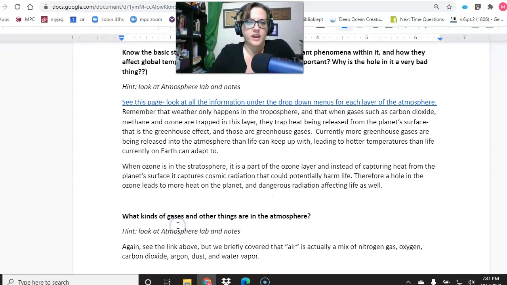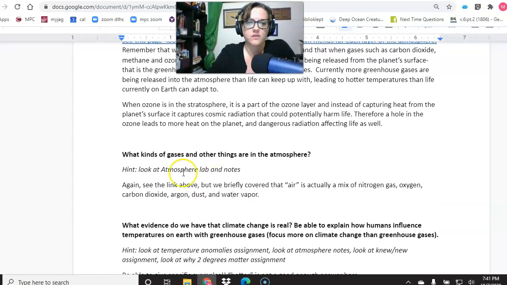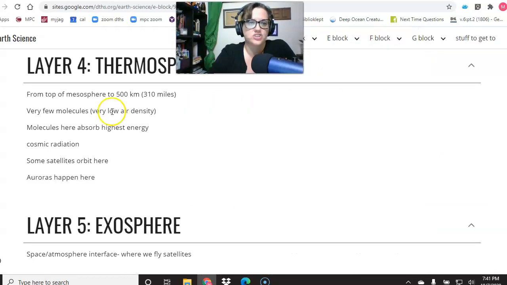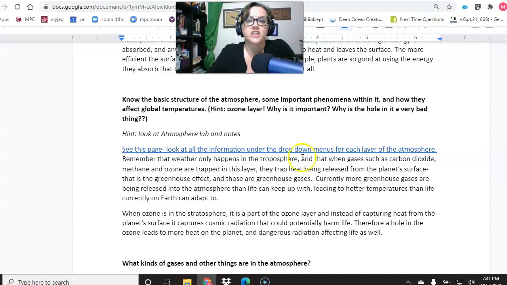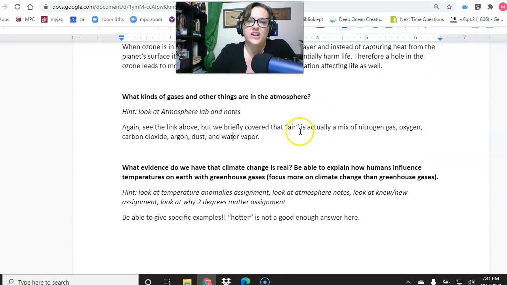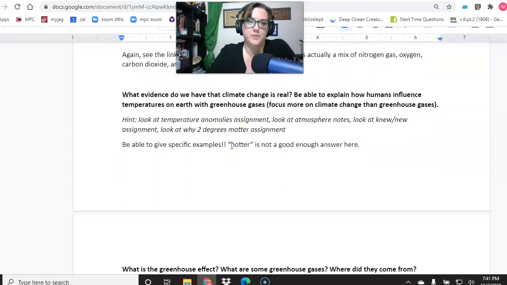Okay, so what kinds of gases and other things are in the atmosphere? Remember, go look at that page to see what other kinds of things are in the atmosphere. But in general, when we say air in the troposphere, we're talking about a mix of nitrogen gas, oxygen, carbon dioxide, argon, some other gases, and then dust and water vapor. Okay, so these are very important. You have to have these for clouds. We'll talk about that later. That's what is present in the atmosphere. Naturally. If we put spy satellites or planes or weather balloons, that's different. But naturally, the atmosphere is full of these gases, dust and water vapor.